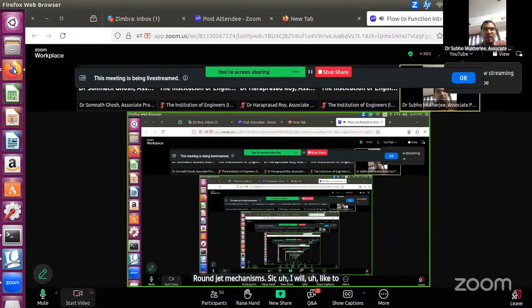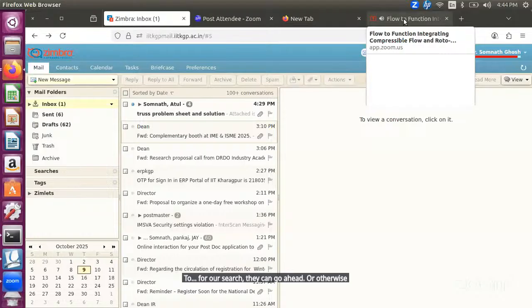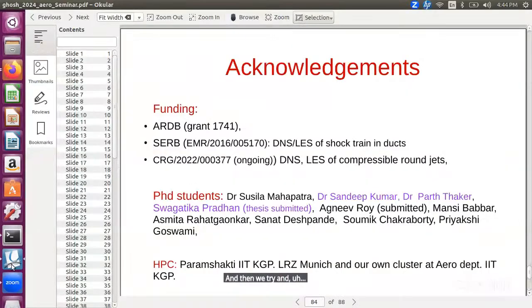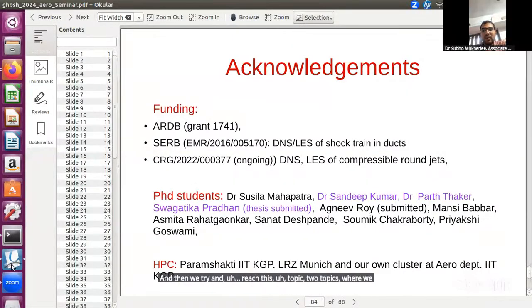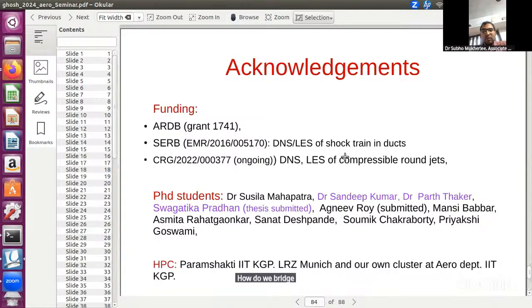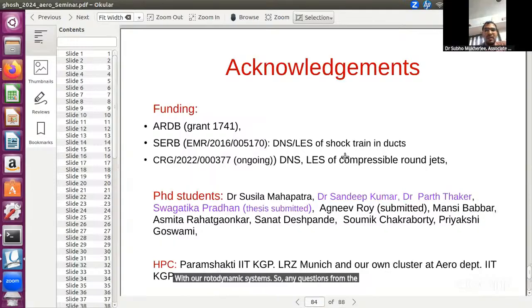mechanisms. Sir, I would like to take this opportunity: if any of the participants have any question for our sir, they can go ahead, or otherwise we will move to our next segment, and then we'll try and bridge these two topics, where we are trying to integrate our compressible flows with the rotodynamic systems. How do we bridge and move from flow to function? So, any questions from the participants?